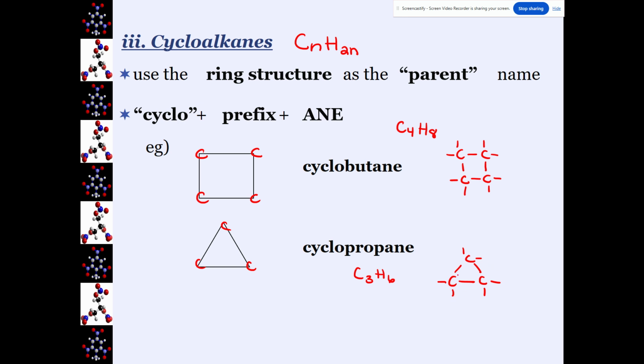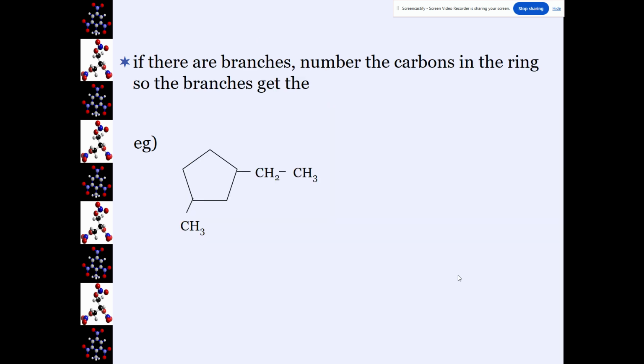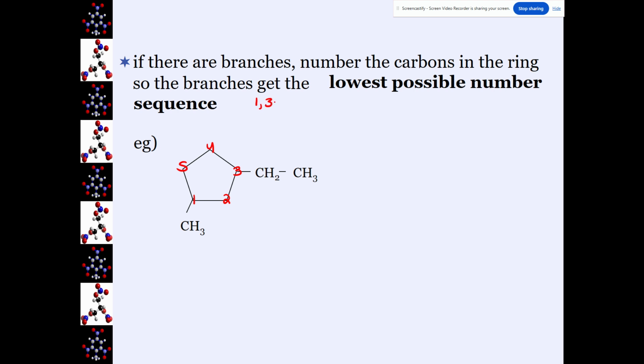Now, what do you do if you have branches? Because these all didn't have any branches, and you can have branches. Here's an example. When you have branches, you're going to start at one of the branches, and then go either clockwise or counterclockwise till you get the lowest number sequence. For example, I can start 1 at this methyl branch. Then I'm going to go in this direction to get the lowest number on my other branch, which is the ethyl branch. So my branch sequence at this point is 1 branch is on 1, 1 branch is on 3.